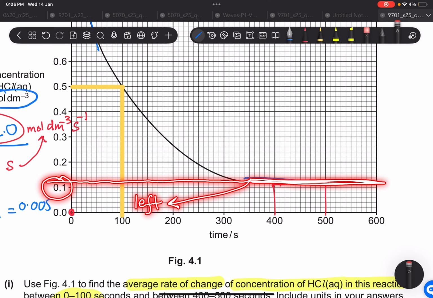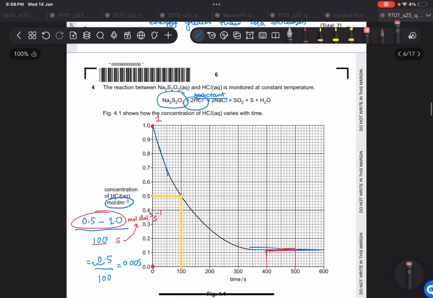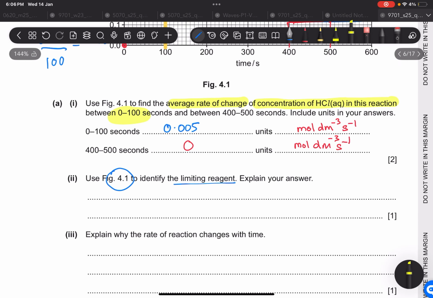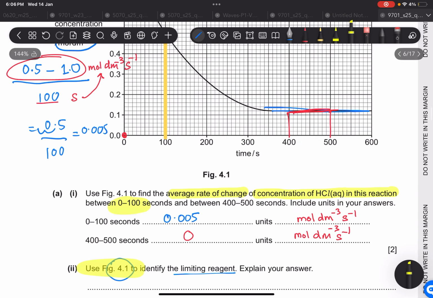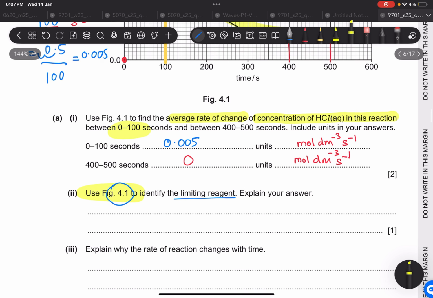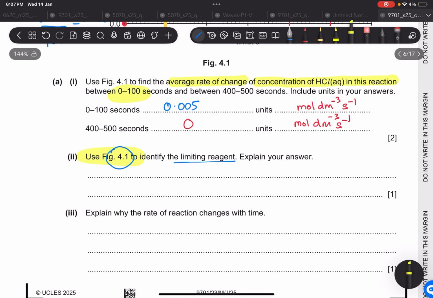And since HCl is in excess, what is going to be my limiting reagent? Na2S2O3. Okay, that's how I figured it out. Don't miss out these important lines. This line told me that I had to look at the shape of the graph to identify my limiting reagent. So I need to explain my answer as well.